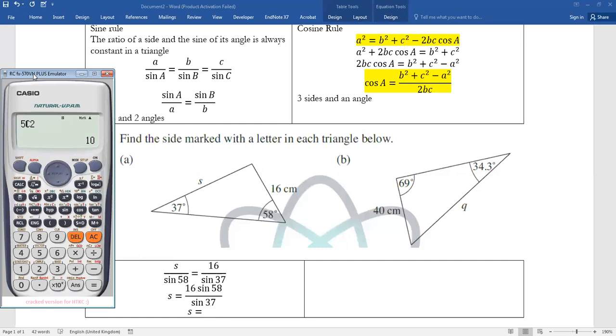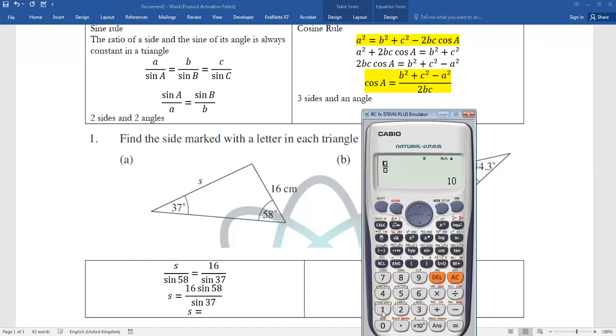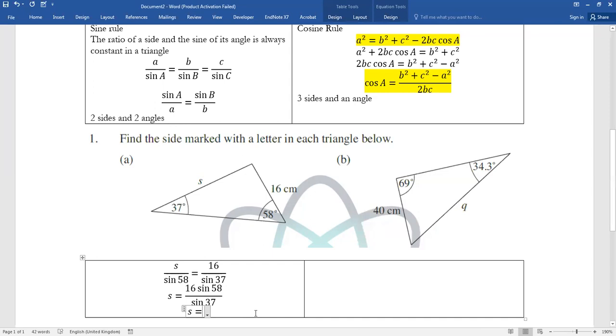So you can write this entire thing in the calculator. We'll say 16 sine 58 divided by sine 37 and you get 22.5 centimeters. Is this clear, class?